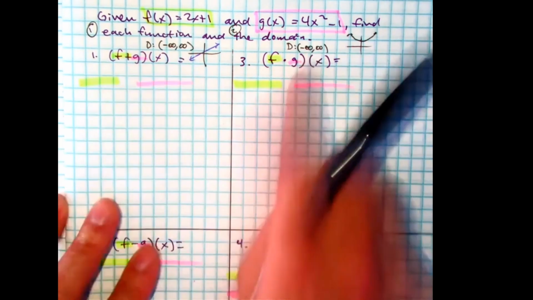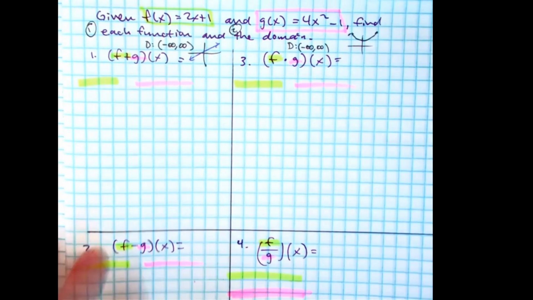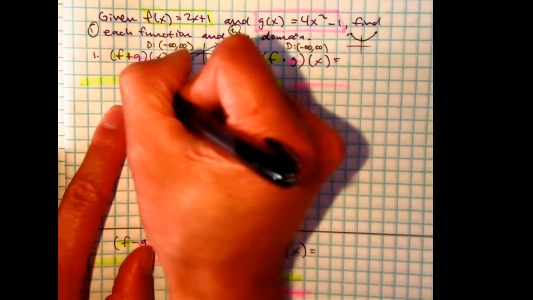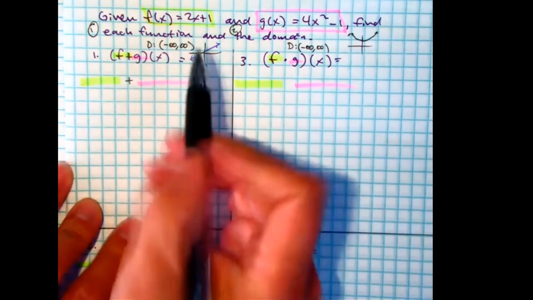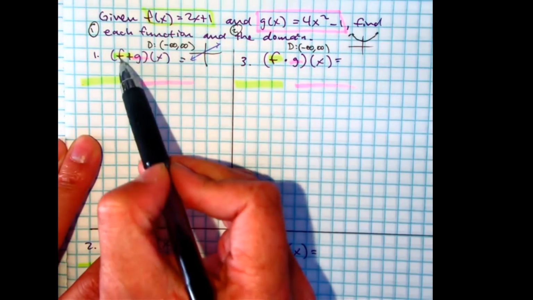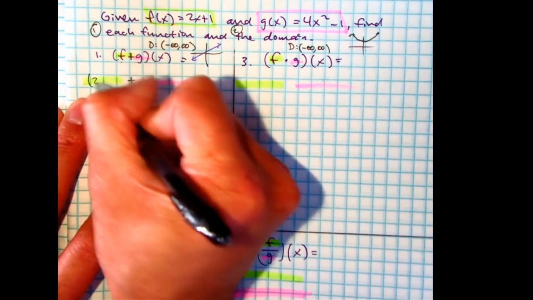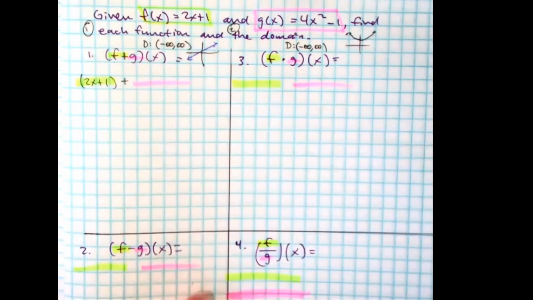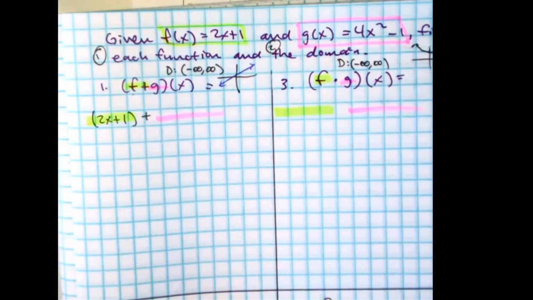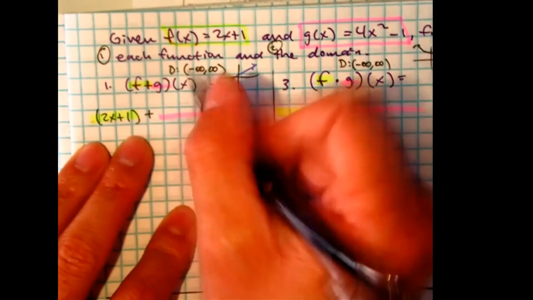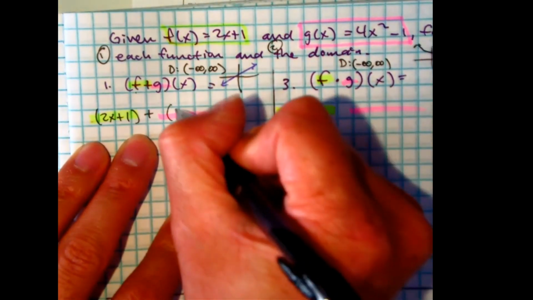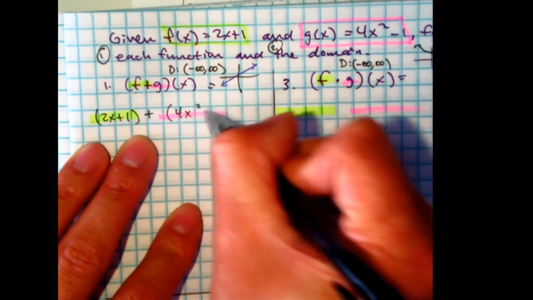Okay, let's apply the algebraic. So here is plus. I color coded them for you. So this says f of x, and I'm just going to put in here 2x plus 1. Zoom in. And in the pink, I'm going to put in parentheses. Everyone say parentheses. Very important.